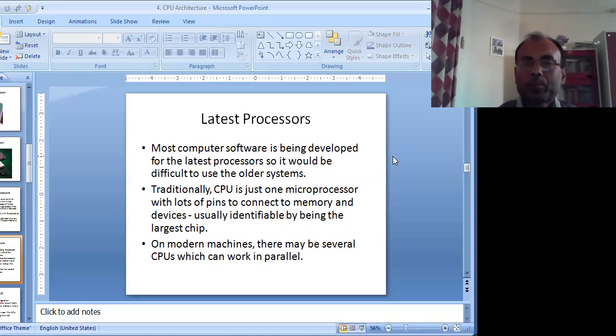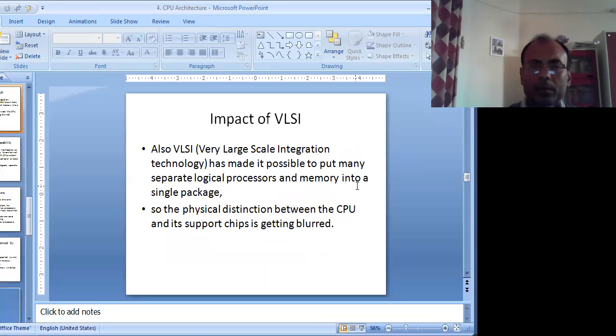For example, the dual core processor has two logical CPUs inside a single microprocessor chip. A quad core processor has four logical CPUs inside a single microprocessor chip. An octa core processor has 8 CPUs. So we have this advancement of CPU technology from the very beginning of its manufacturing. That is because of VLSI, very large scale integrated circuits.